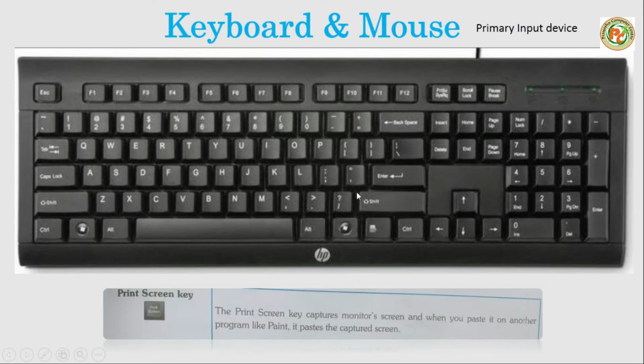Print screen key: here you can see the print screen key. If you want to print the current screen, you can click on print screen and it will automatically copy the entire screen. Then we have to paste it into another program like Paint or Microsoft Word, okay. So print screen is used to print the current screen.